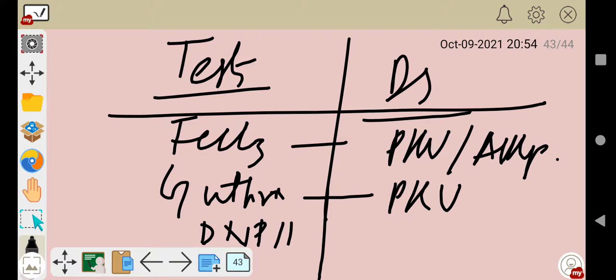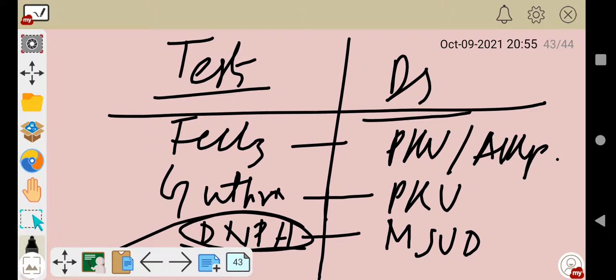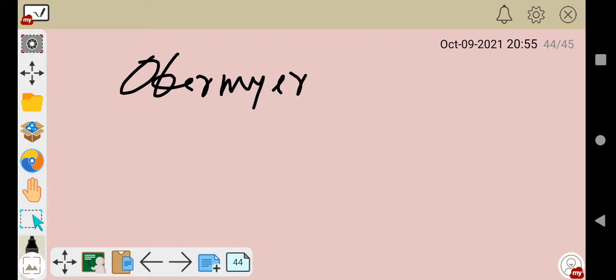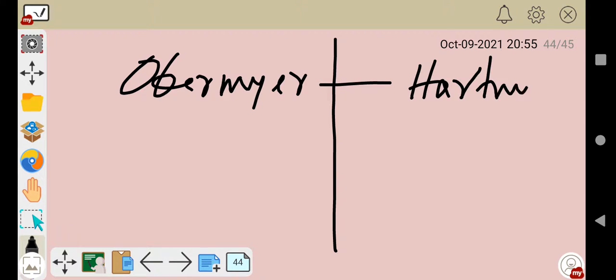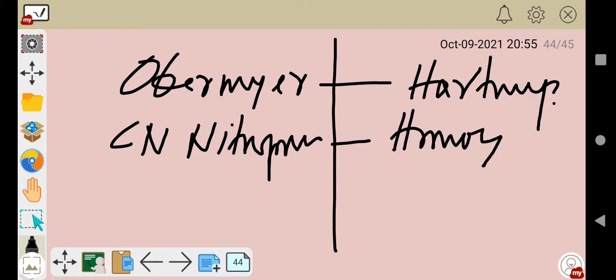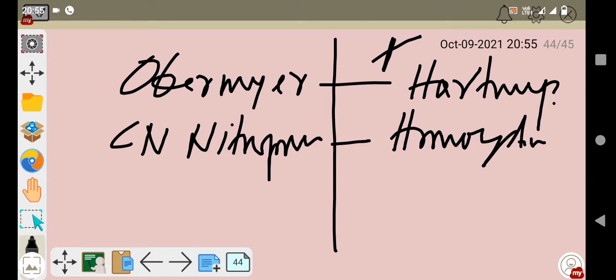DNPH for maple syrup urine disease, MSUD. Next, Obermeyer test. Obermeyer test is a test in Hartnup disease. Then cyanide nitroprusside test. This is for homocystinuria, for diagnosis purposes.